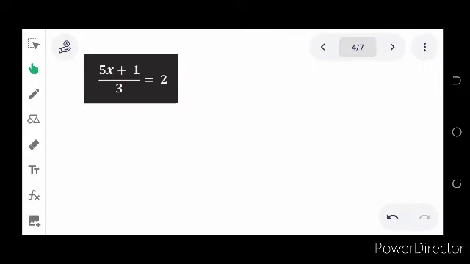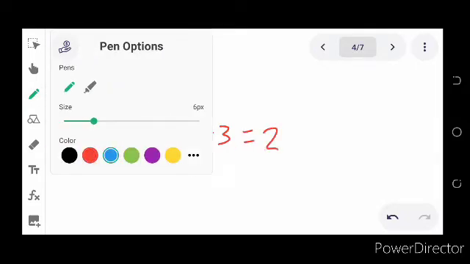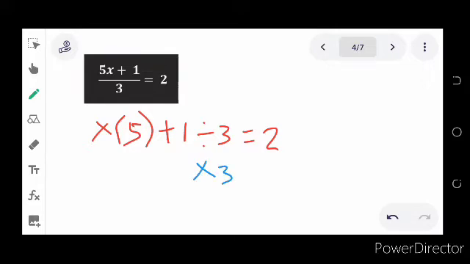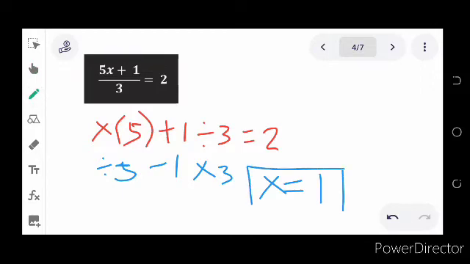Next, fourth example, you have 5x plus 1 over 3 equals 2. So what happens here is that you have x times 5 plus 1 divided by 3, and that's equal to 2. Same thing, reverse the operations. This becomes times 3, minus 1, and then divide by 5. And then you will get the value of x. 2 times 3 is 6. Minus 1 is 5. Divided by 5, you get the value of x, which is equal to 1. So when you check, 5 times 1 is 5, plus 1 is 6, divided by 3, that gives you 2.